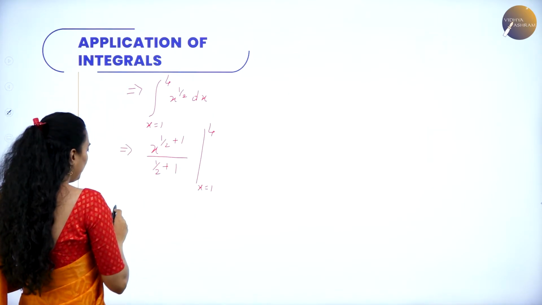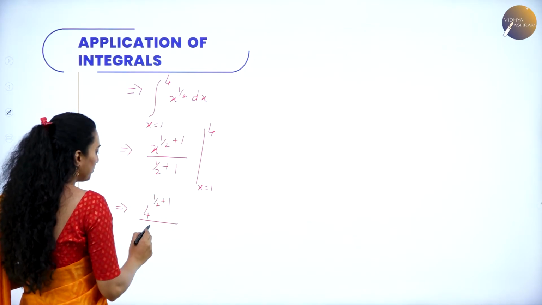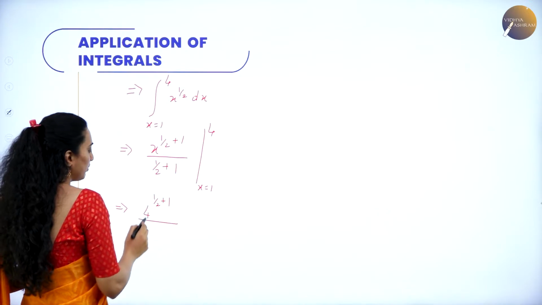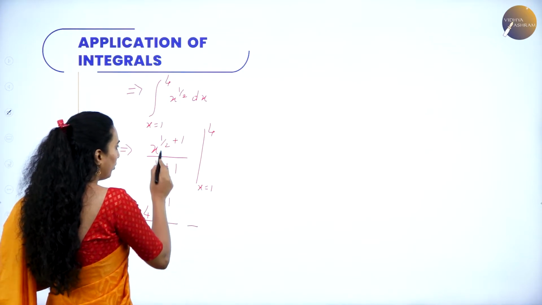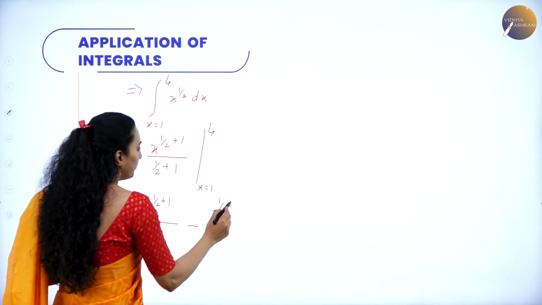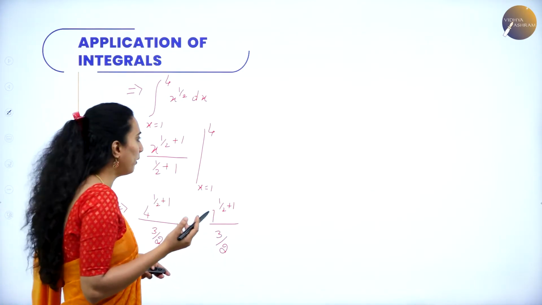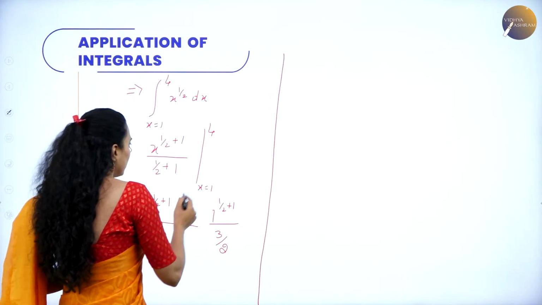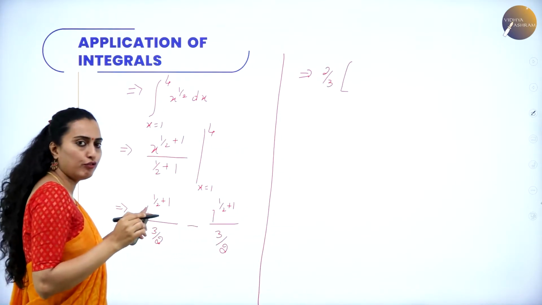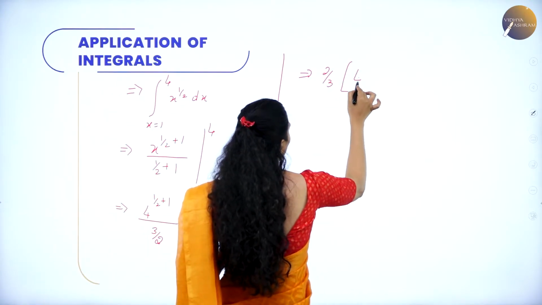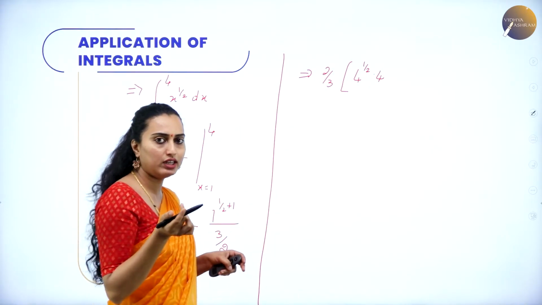Now first you have to apply the upper limit, and then the lower limit. The upper limit is 4 to the power of (1/2 + 1) divided by (1/2 + 1), which is 3/2. 2 ones are 2, 2 plus 1 is 3, so 3/2. Correct. Minus, applying the lower limit, 1 to the power of 3/2 divided by 3/2. If you take 3/2 to the numerator, it becomes 2/3. So you can take 2/3 common: 4 to the power of 1/2 into 4, since the bases are the same and you can add the powers. 1 to the power of anything is 1 itself.